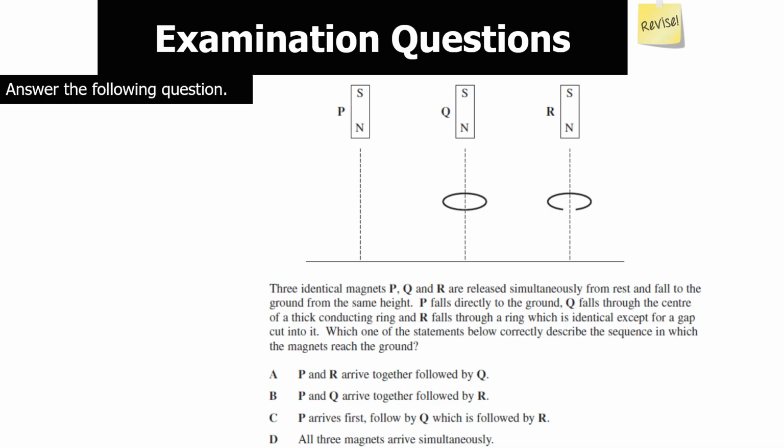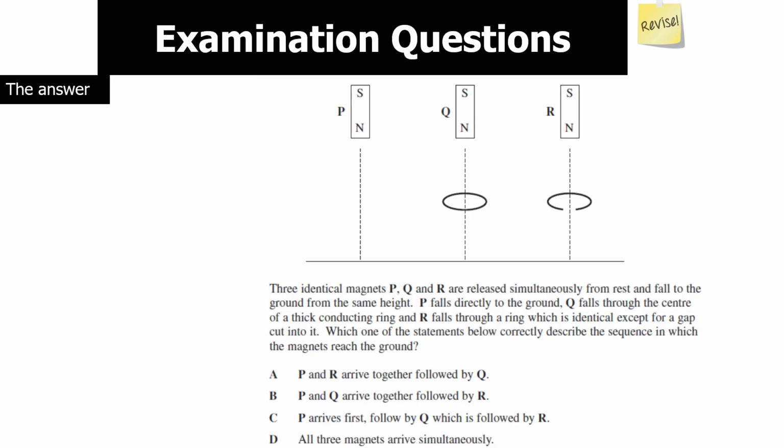P falls directly to the ground, Q falls through the centre of a thick conducting ring, and R falls through a ring which is identical except for the gap cut into it. Which of the statements below correctly describes the sequence in which the magnets reach the ground? So pause the video now, then unpause the video when you want to go through your answers.